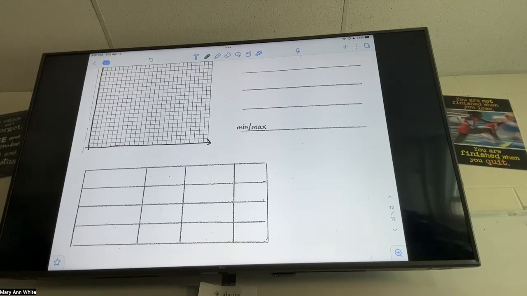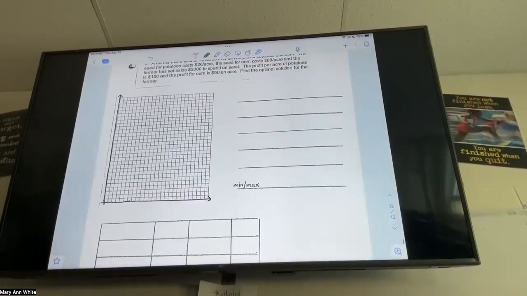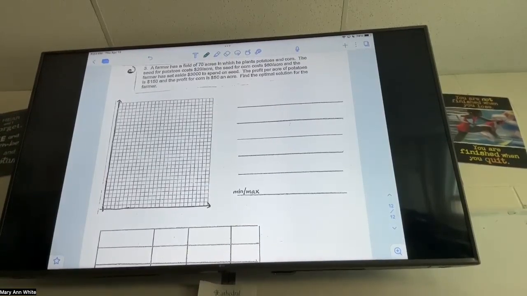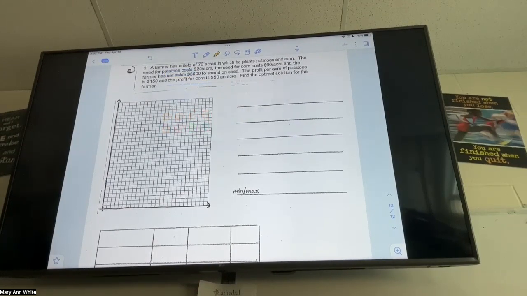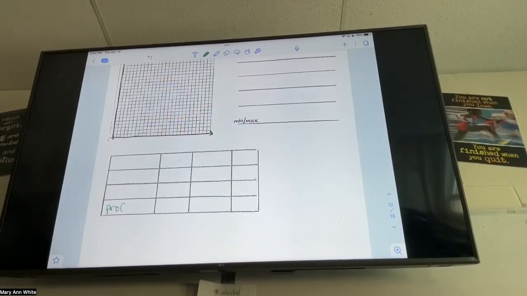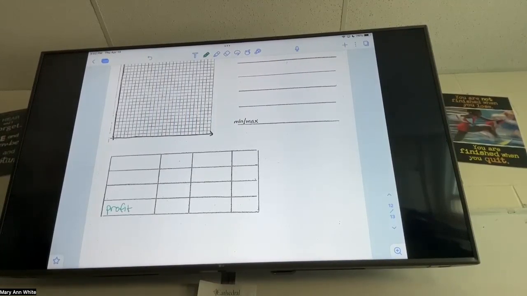You guys ready to talk about it? All right. So on this one, since I have to fill it in, I'm going to start with the profit, kind of like the ending piece. It says my profit per acre of potatoes is 150 and profit for corn is $50 an acre. So if I think about this last column as the profit row, I've got my two numbers, 150 and 50.